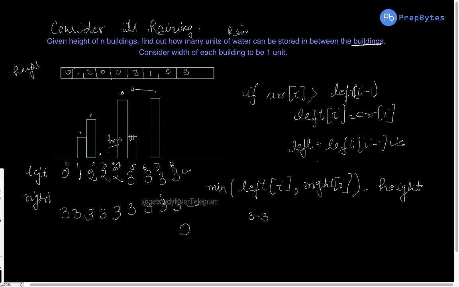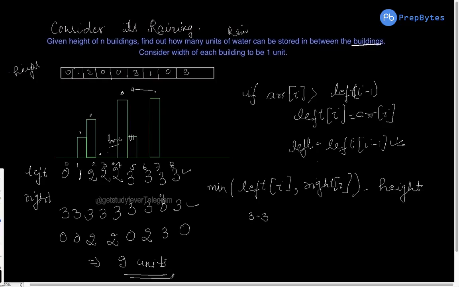In this case, the minimum is 3 and the height of the building is 0. So this gives me 3. In this case, the minimum is 3, the height of the building is 1. This gives me 2. In this case, it gives me 0. In this case, the minimum is 2, and the height of the building is 0. This gives me 2. Again here, it's going to give me 2. Here we have minimum as 2 and the height of the building is also 2. So this gives me 0. And again, this gives me 0. So the total water stored is going to be 4 plus 5. It's going to be 9 units.